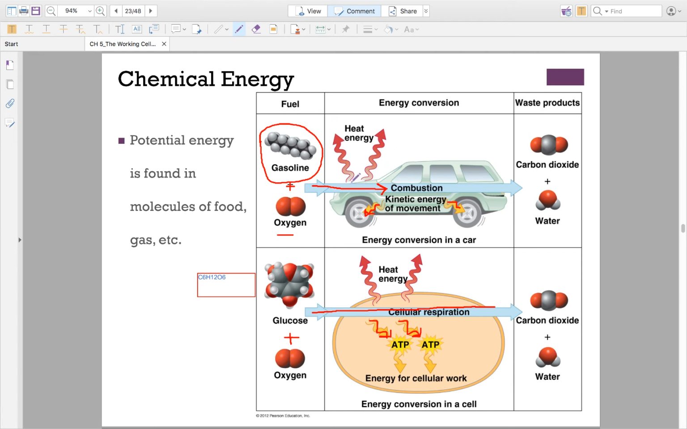Okay? And it gives off heat. That's why cars get hot after being operated. And what else? Carbon dioxide comes out of the exhaust, and water. And what are our byproducts for cellular respiration? Same, carbon dioxide and water. Pretty interesting, okay? But keep that in mind, but also this is potential energy, the gasoline. And so is this. Okay.